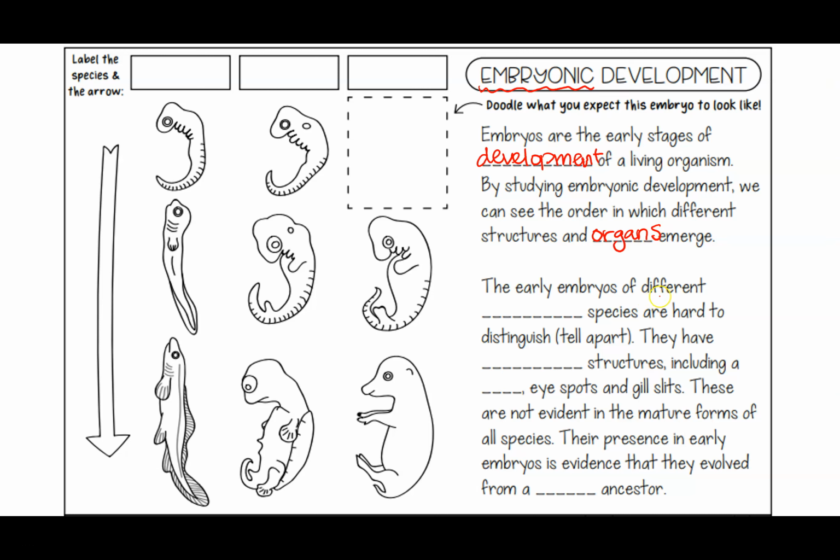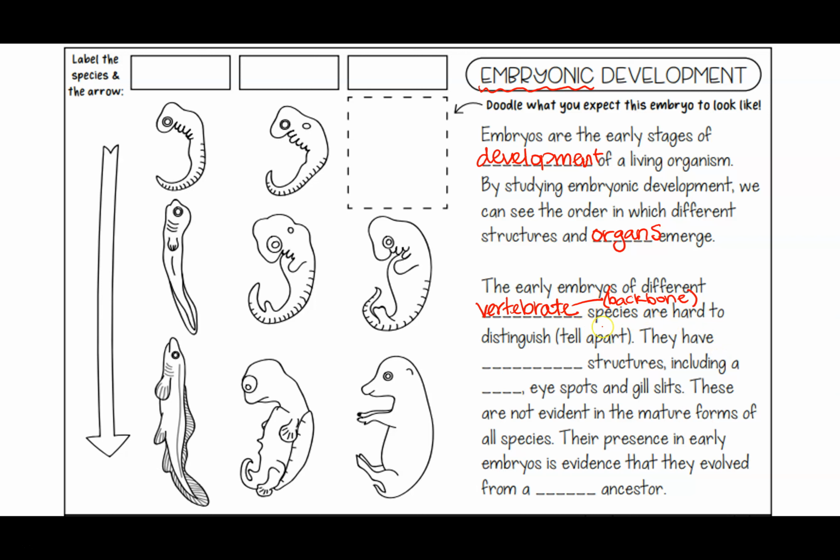Now, early embryos of different vertebrate species. What does vertebrate mean again? Well, it means that it has a backbone, okay? So any organism that has a backbone is a vertebrate. We are vertebrates. Fish are vertebrates. All sorts of things that walk around are vertebrates because they have to support legs and their entire body.